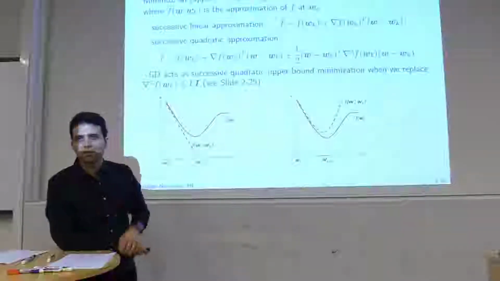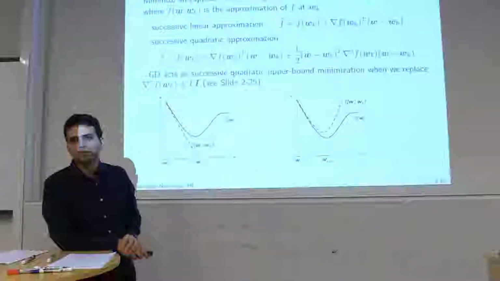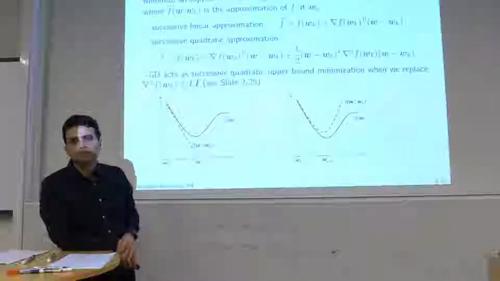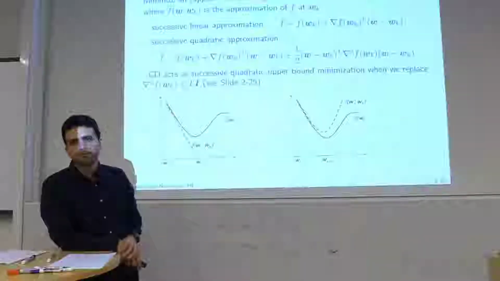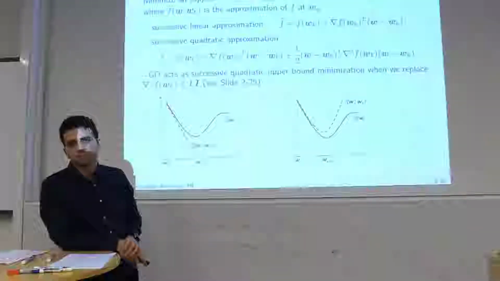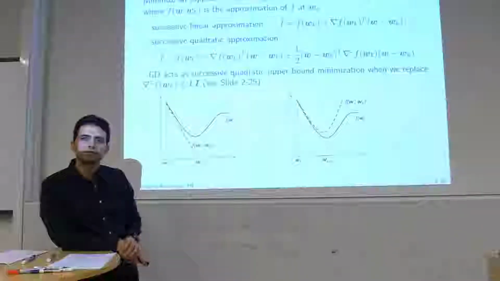Question? Actually, how do we approximate? I mean, in which range? For example, here, if I just change the range of x, or w, then the function that I approximate is different. I mean, how do we specify this?